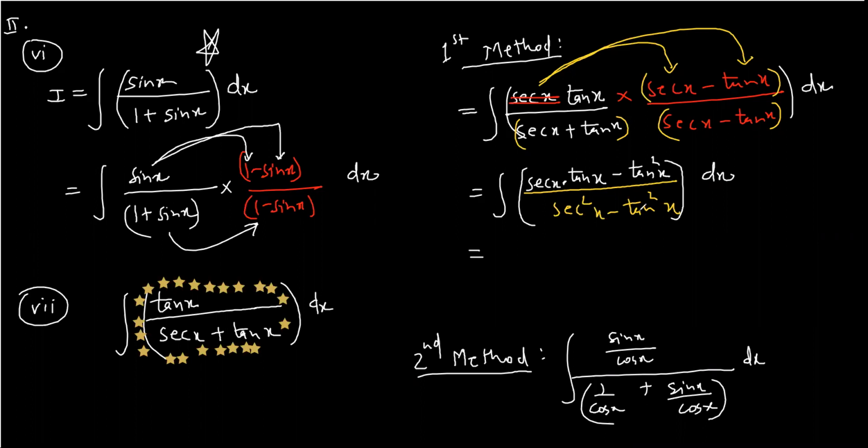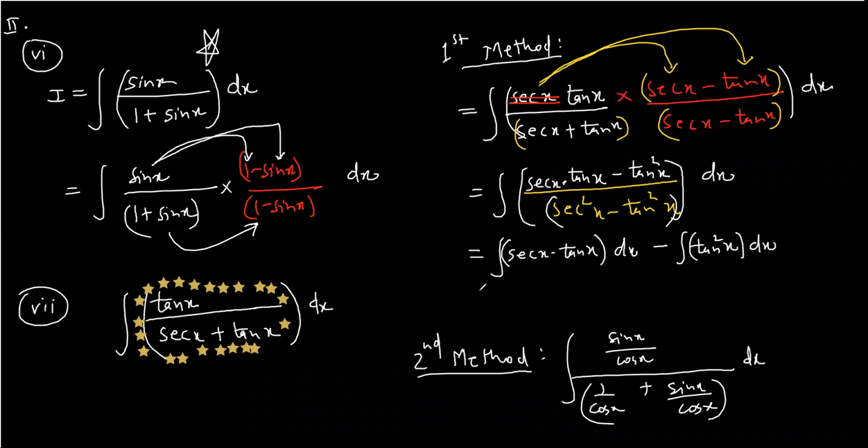the denominator is 1, and you integrate only the numerator. So you will have integration of sec x into tan x dx minus integration of tan square x. Remember students, the denominator is 1. Sec square x minus tan square x is 1. So in the next step, you have only to integrate sec x tan x minus tan square x. So you will write integration of sec x tan x and integration of tan square x.